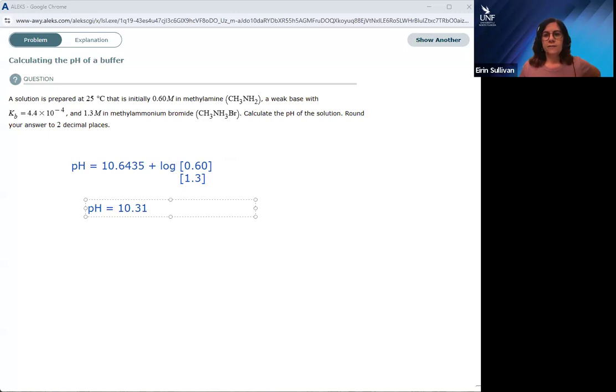Okay, so hopefully that is very helpful for calculating the pH of buffer solutions.